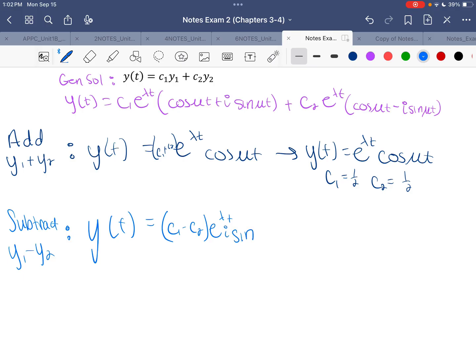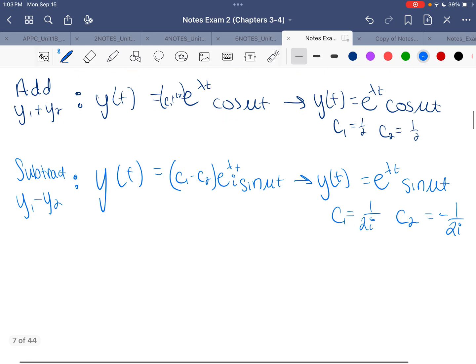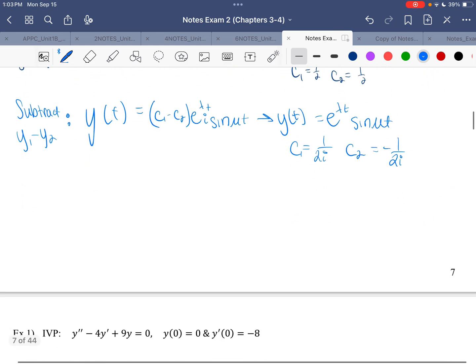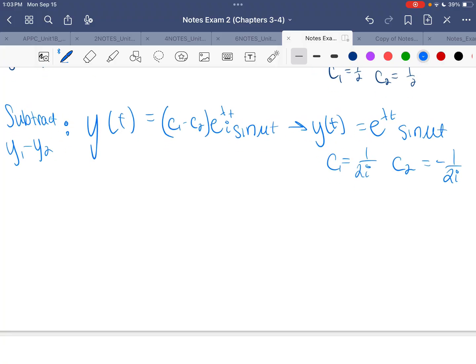Oops, squeeze that i in there, mu t. So solving this one, because really the thing we care about is the function for our formula. So we're saying C1 is 1/2 i and C2 is negative 1/2 i. Okay, but really all of that is to prove our general form.